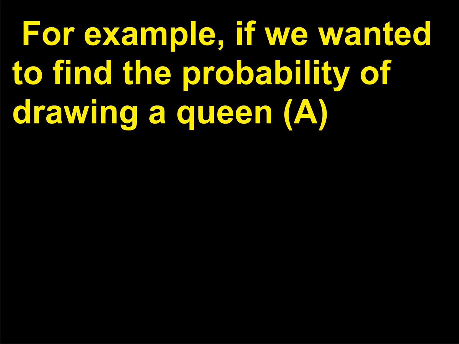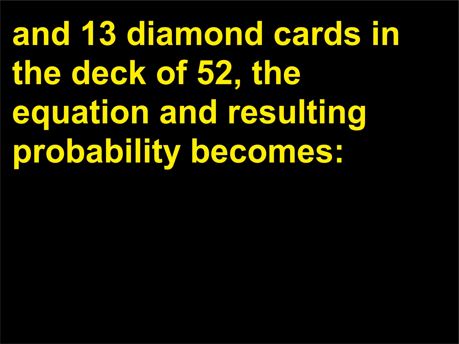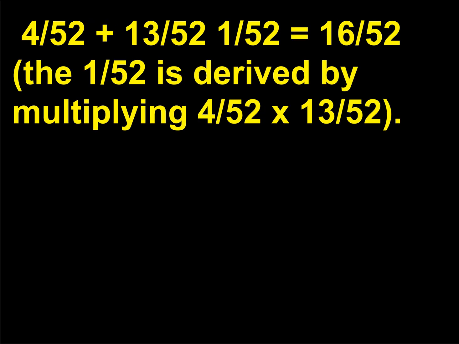For example, if we wanted to find the probability of drawing a queen, A, or a diamond, B, from a card deck in a single draw, and since we know there are 4 queens and 13 diamond cards in the deck of 52, the equation and resulting probability becomes 4/52 plus 13/52 minus 1/52 equals 16/52. The 1/52 is derived by multiplying 4/52 × 13/52.